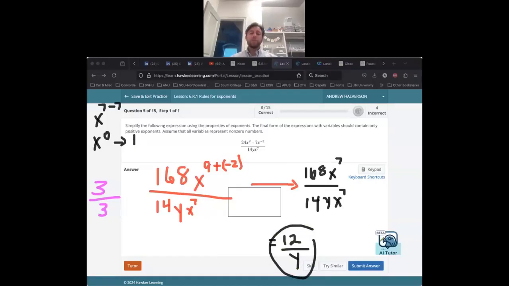So as sort of a checklist, see if you can apply your product rule first, see if you can apply your quotient rule next, see if you can apply your power rule, and at the very end, now you're looking for the negative exponent rule. That's sort of if you want some sort of process.